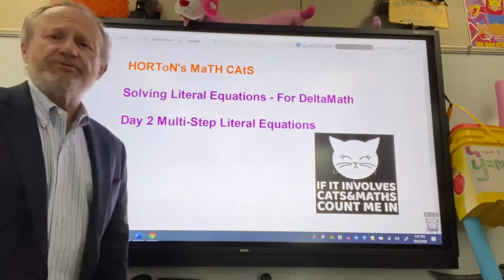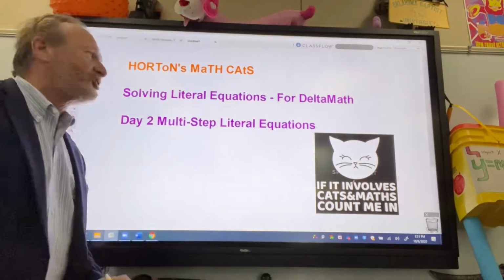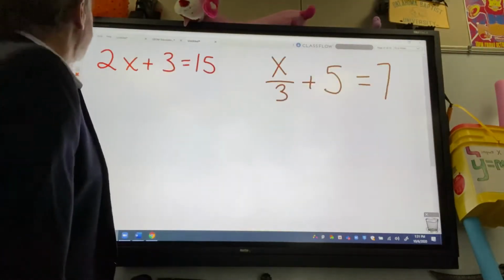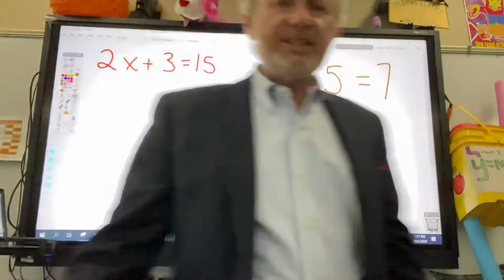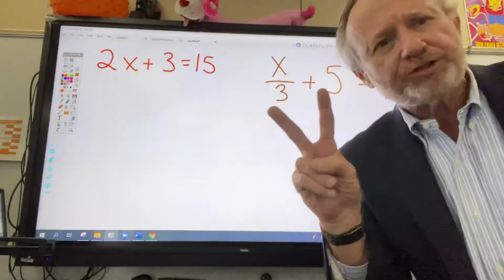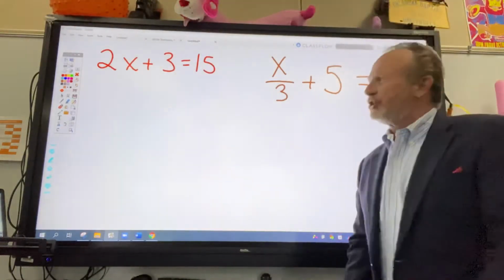First thing I want to do is go over a couple of algebra-looking problems before we start the literal equations. All right, first one's easy. I got 2x plus 3 equals 15. That's a two-step equation. What am I going to do? How do you solve a two-step equation?